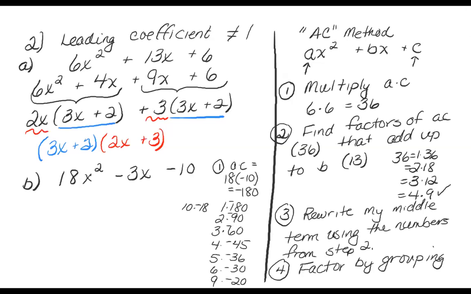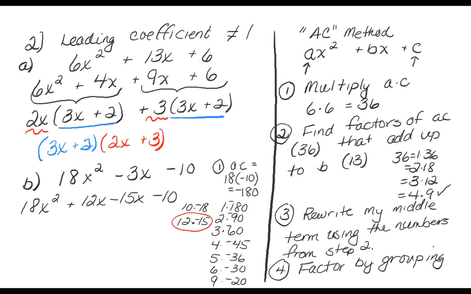11, no. 12, yes. 12 times negative 15. And this was probably about as inefficient as I could get, semi-intentional, but there's my pair, 12 and negative 15. So I'm going to go back and rewrite my middle term as two terms: plus 12x minus 15x minus 10.